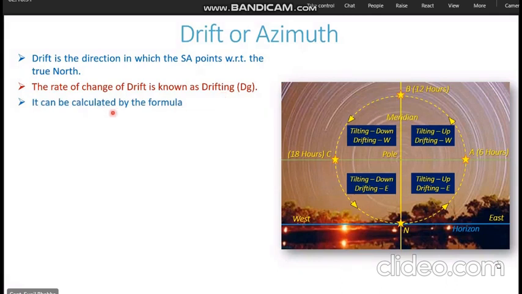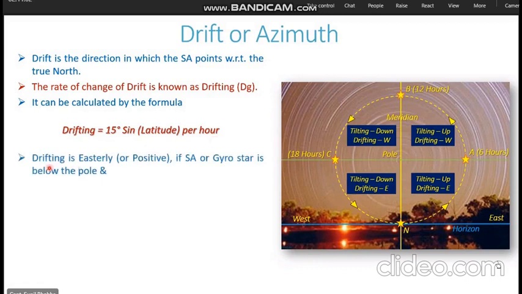Now drifting can be calculated using the formula. Drifting is equal to 15 degrees sine of latitude per hour. Now the formula is going to give us the magnitude of drifting. That means in 1 hour, how much is the azimuth of the gyro star going to change, or how much is the drift or direction of the spin axis going to change.